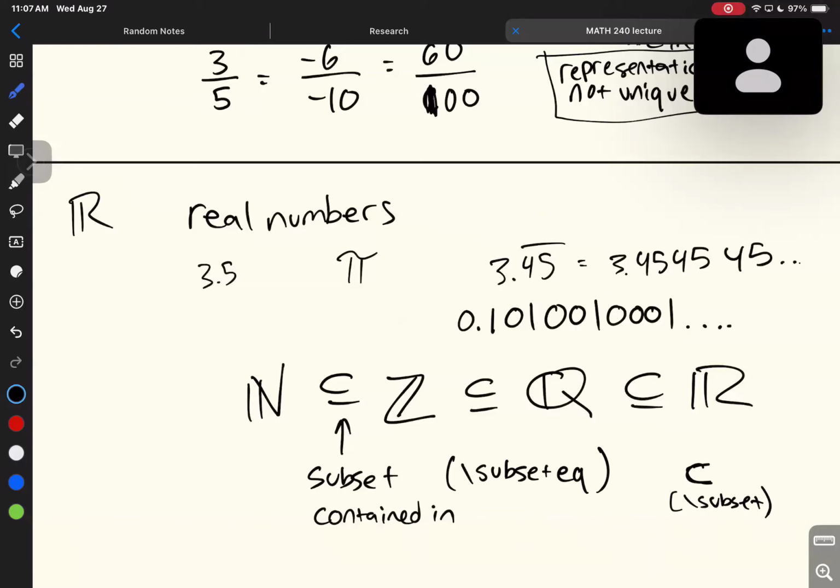It is possible to construct, if you have the natural numbers, you can construct the integers, then the rational numbers, and then the real numbers. That kind of gets into abstract algebra territory, so we won't go over that, but it is possible and it's kind of cool.